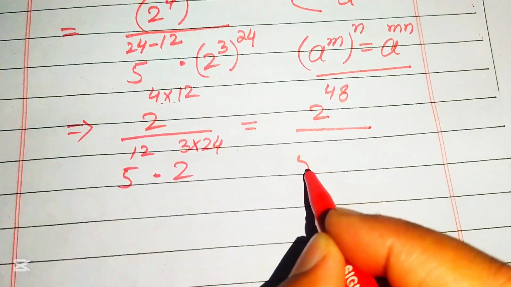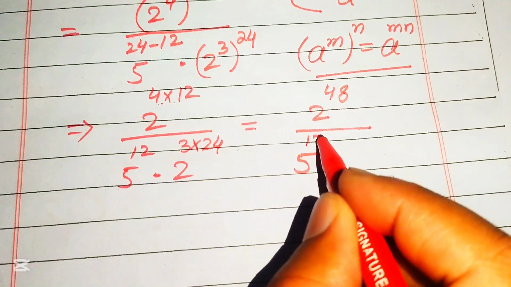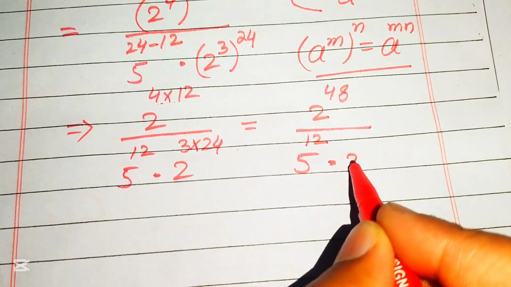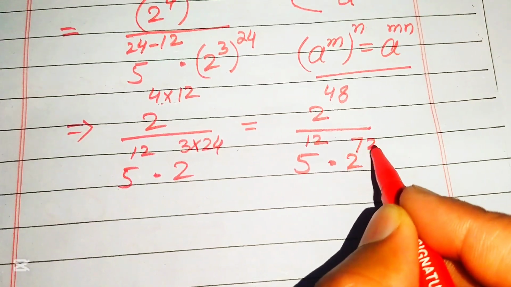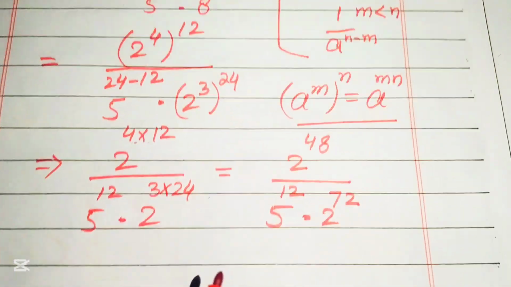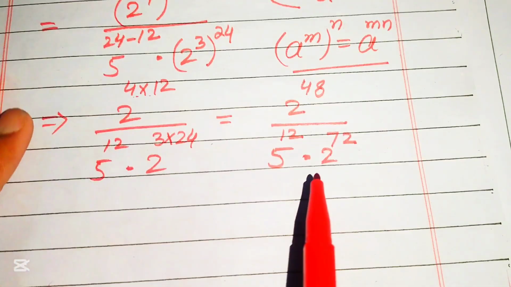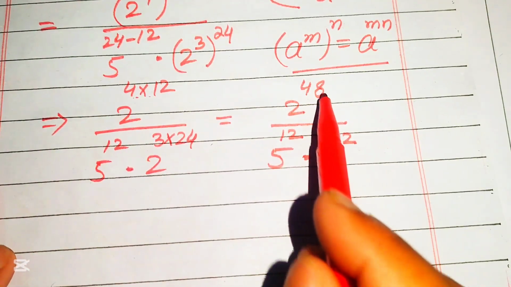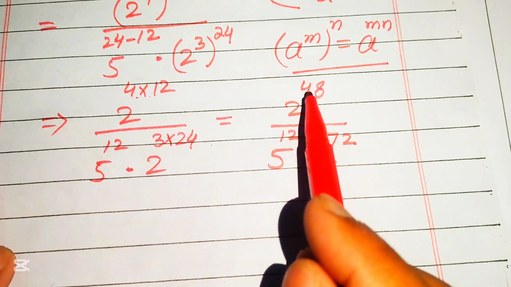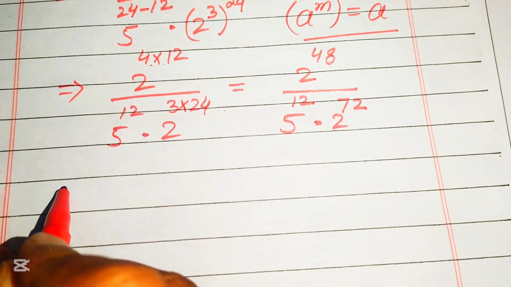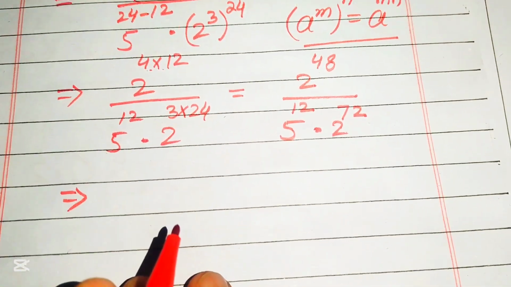It is divided by 5 to the power of 12, and this is 3 times 24 equals 72. Okay, so again we need to apply this exponent law. You see here the 48 is less than 72, so we move 48 to 72, and it will be written in this form.